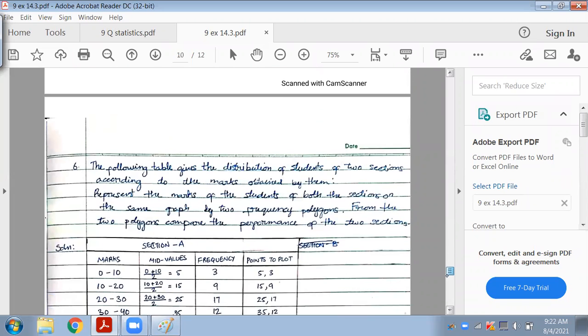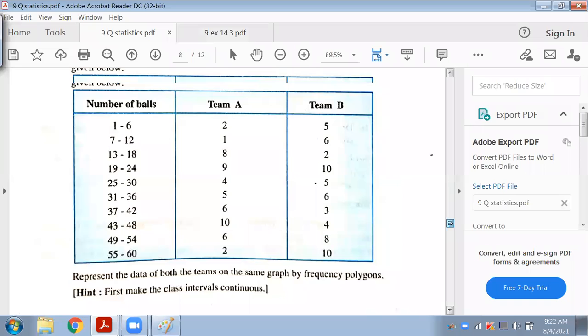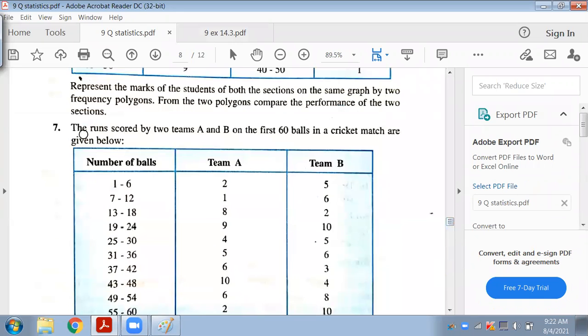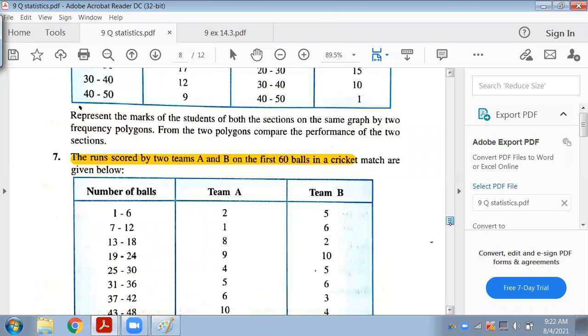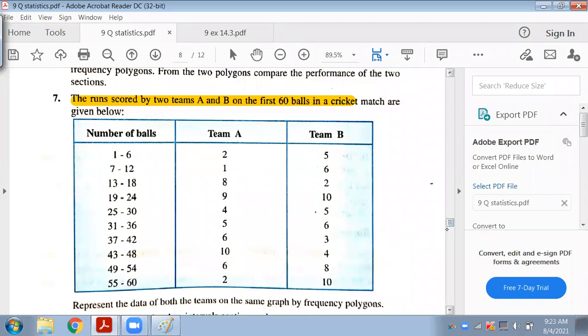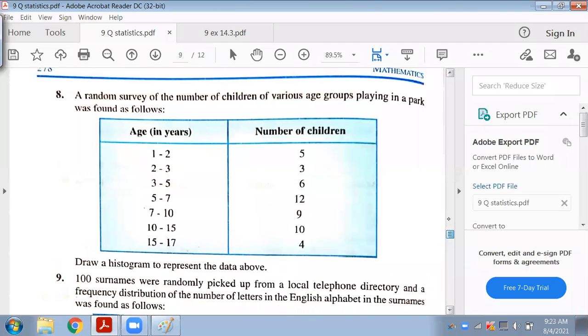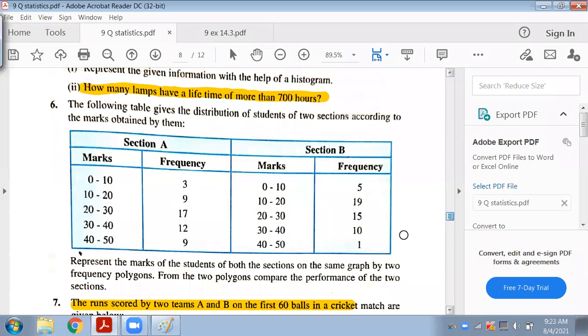Then let's move to the next question. Now the next question is what? Okay, next question. The runs scored by two teams A and B on the first 60 balls in a cricket match are given. Now there are two teams A and B. Oh, sorry, not 7. It should be 6. Question number 6, not 7.